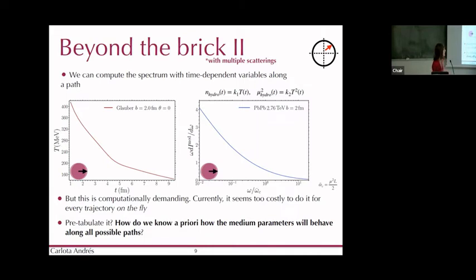And it takes time. So if we want to do this in a real calculation of an observable, and we have to do this for all the trajectories in the QGP, that would not be efficient, because solving this for one trajectory takes like 4 hours or something like that. So this is not something we can do on the fly. So we need to pre-tabulate this. But the problem is that, as I said, the spectrum goes along the trajectory. You need to know a priori how all the medium parameters are going to behave along the trajectory. And of course, this is something that we basically don't know.